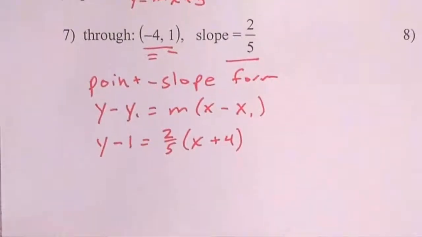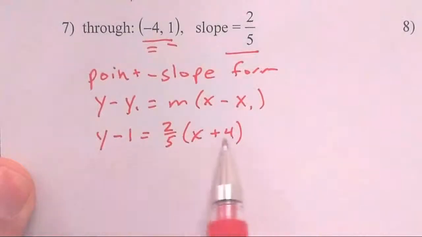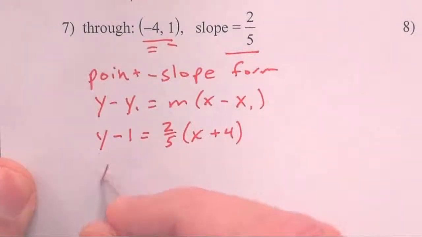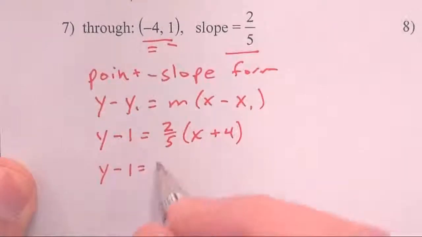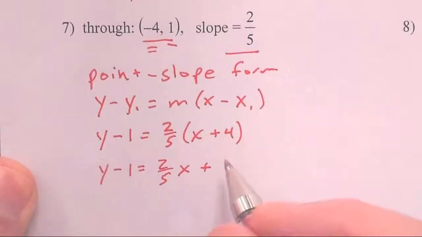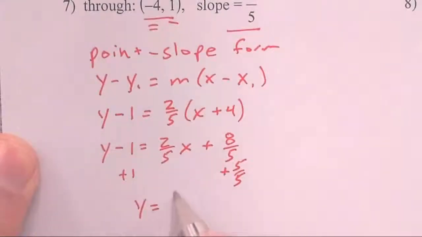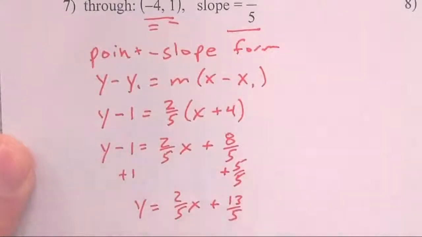Now, just to show you we could handle this a different way than what I handled number 3 up above, I might choose to multiply both sides by 5, but I know I just need to get y alone. So maybe I'll just leave y minus 1, distribute 2/5 x plus 2/5 times 4, 8/5. Add 1 to both sides, but adding 1 onto fifths is the same as adding 5/5, and I get y equals 2/5 x plus 13/5.